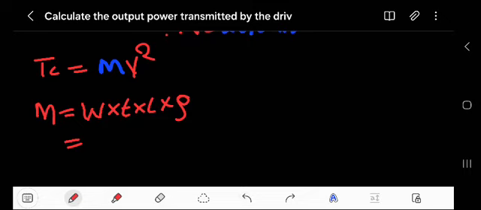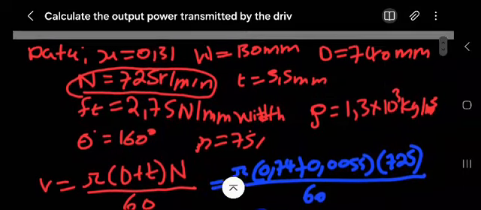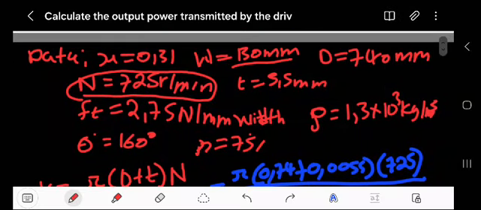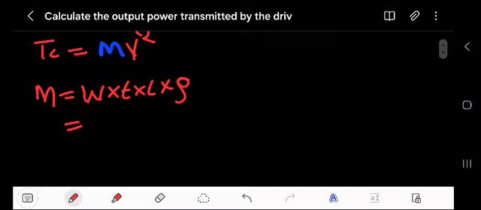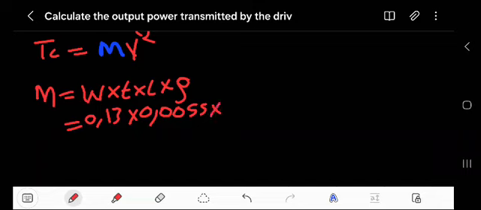So the width we are given is 130, you divide by 1000, which is 0.13, multiplied by the thickness 5.5, divided by 1000, which is 0.0055. The length, always use 1, please. Then the density is 1.3 times 10 to the power of 3.